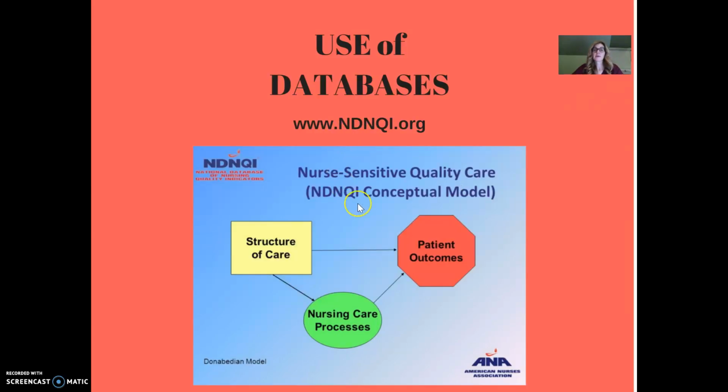You can visit NDNQI at ndnqi.org, where there are multiple resources. And as I said, it's just a large database that's going to help hospitals across the U.S. and across the world to track and improve care by linking nurse-sensitive outcomes to quality measures.